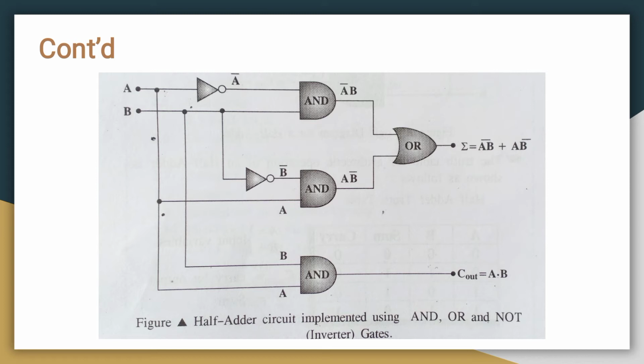So this is the circuit for implementing the half adder using AND, OR, NOT gates. In the previous slide, it was done using AND and XOR. If they ask to implement the half adder using AND, OR and NOT, you have to write this circuit. So again, two inputs A, B, two outputs sum and carry. So you have to define this.